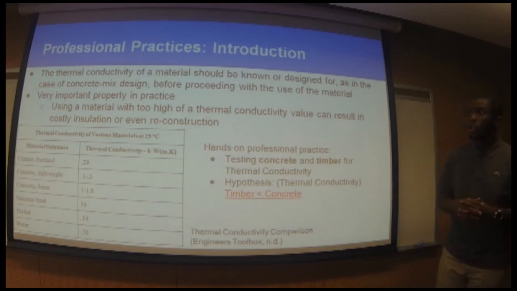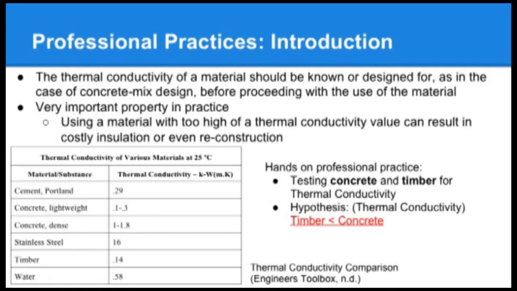Here in this table, there's a comparison of the thermal conductivity of various materials. If you look at lightweight and dense concrete, you see a range from 0.1 to 0.3, and from 1 to 1.8 respectively. Timber has a thermal conductivity of about 0.14, and you can also see the comparison against stainless steel, water, and Portland cement.